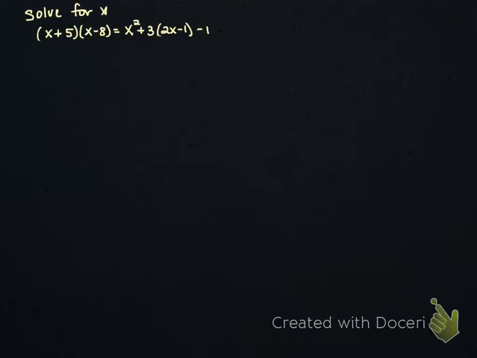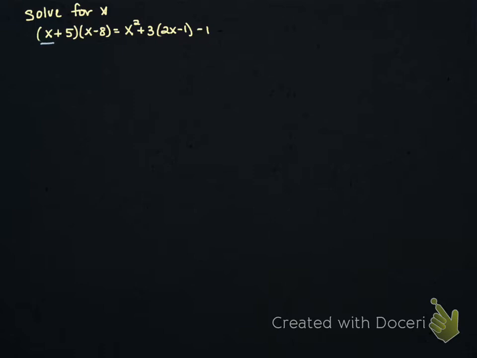We have the problem quantity x plus 5 times the quantity x minus 8 equals x squared plus 3 times the quantity 2x minus 1 minus 1. Our goal here is to solve for x. In order to solve this equation, we need to actually distribute out two of these terms.